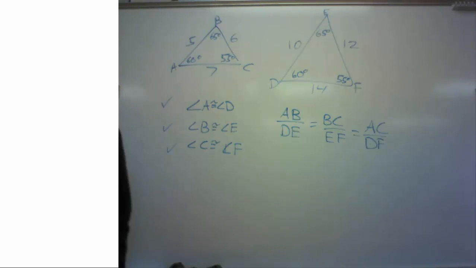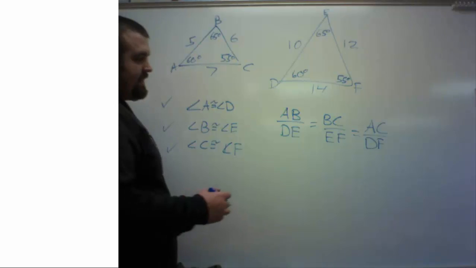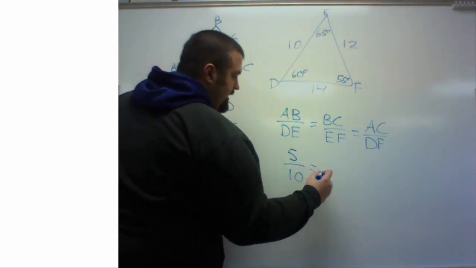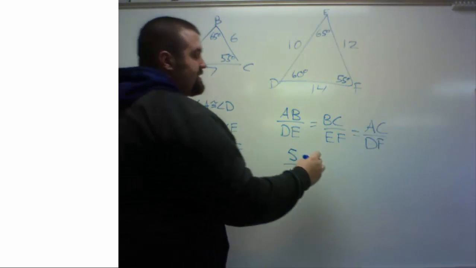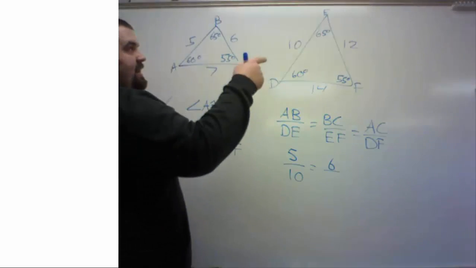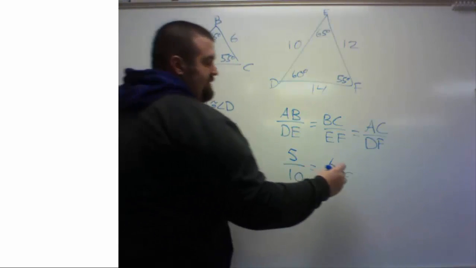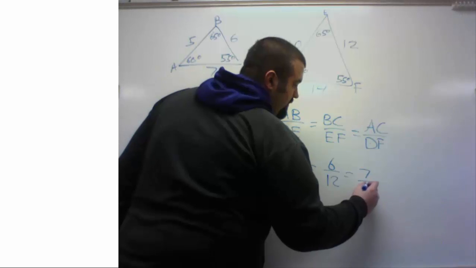Well, let's check to see if that statement of proportionality is true. Length of segment AB is 5. Length of segment DE is 10. Length of segment BC is 6. Length of segment EF is 12. Length of segment AC is 7. Length of segment DF is 14.